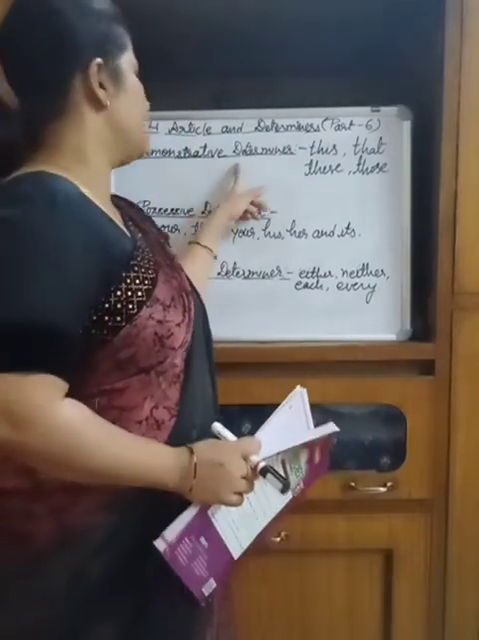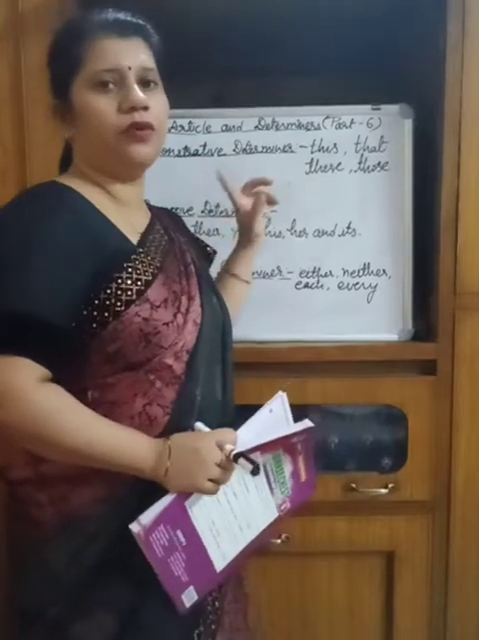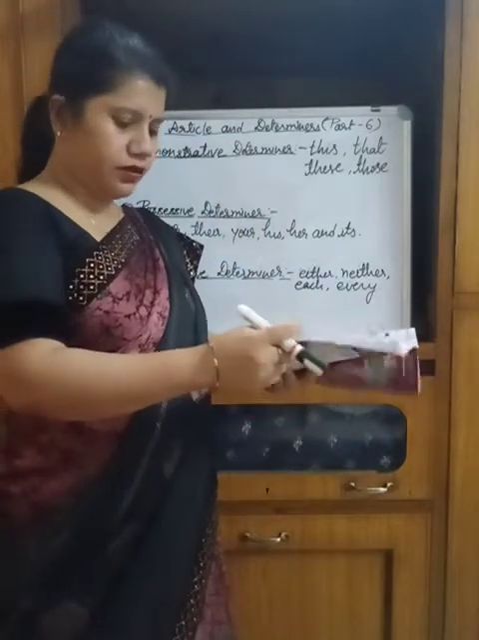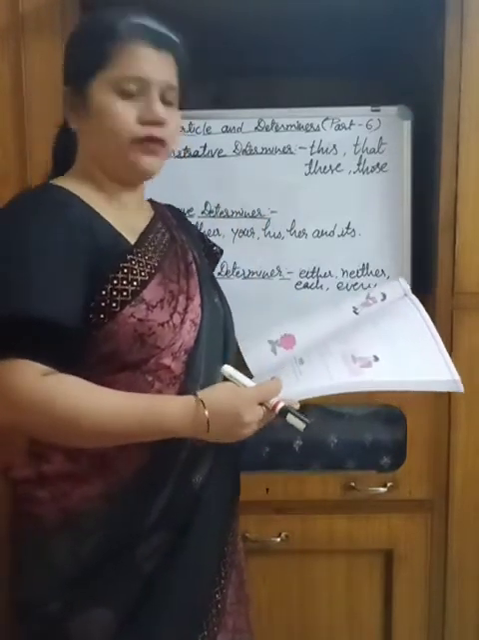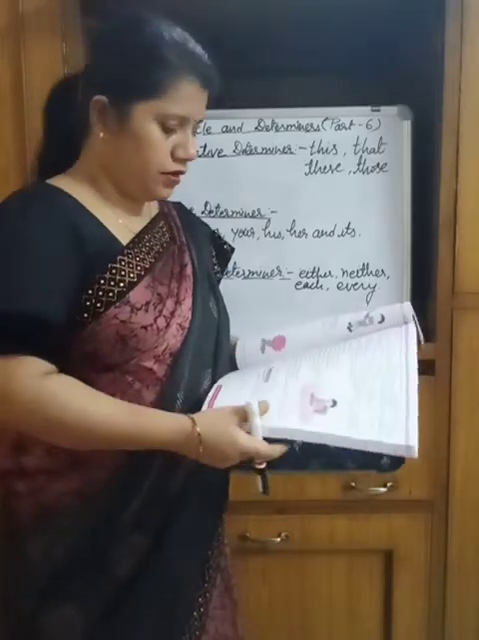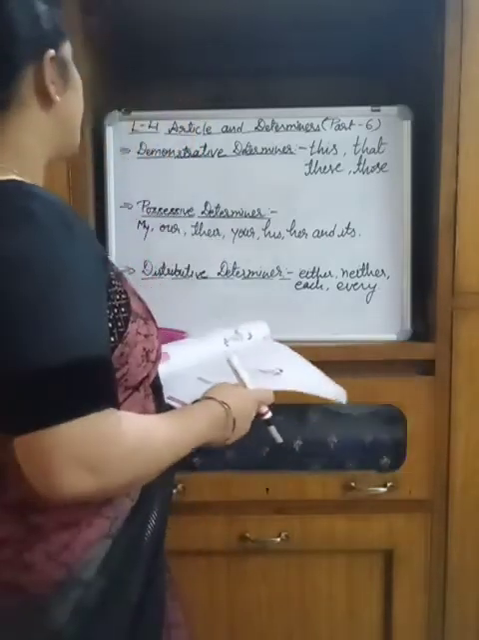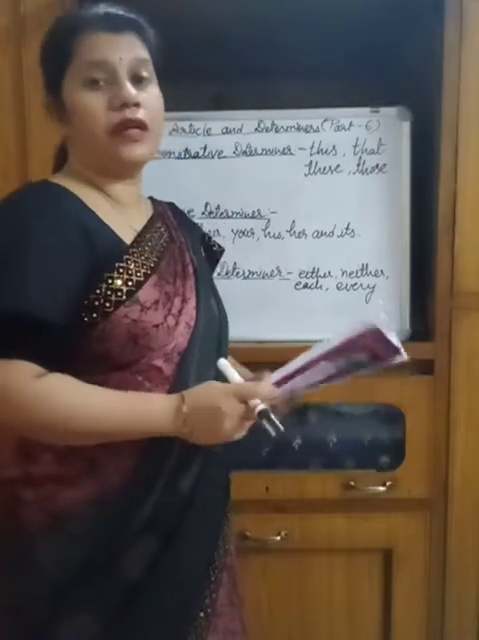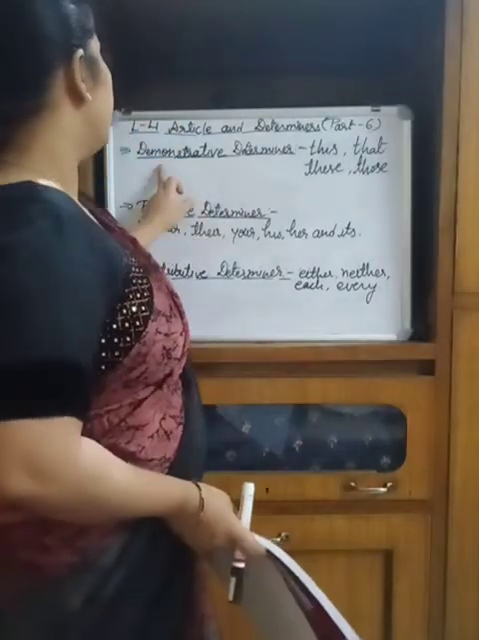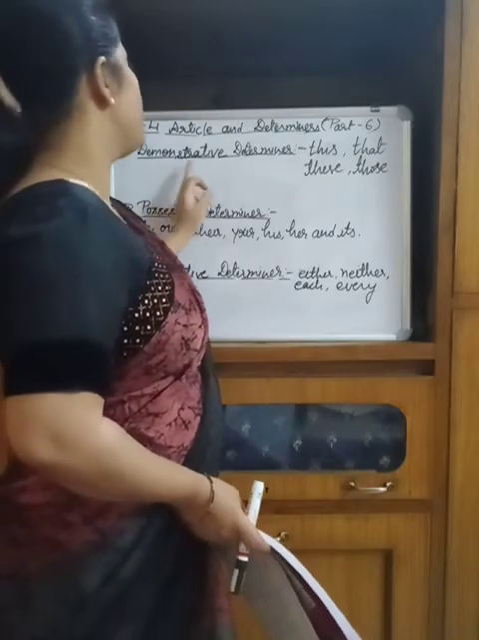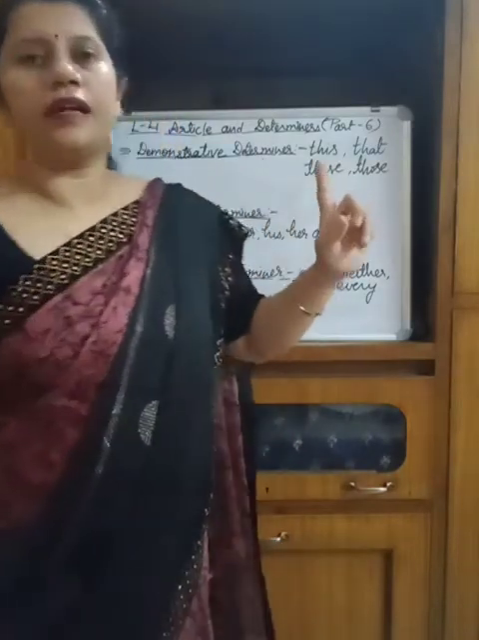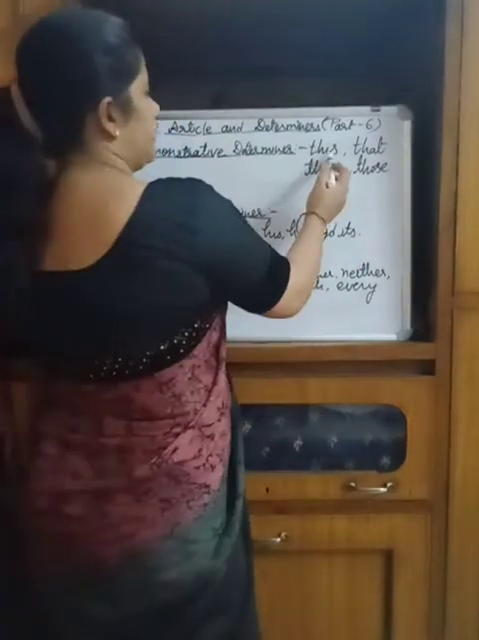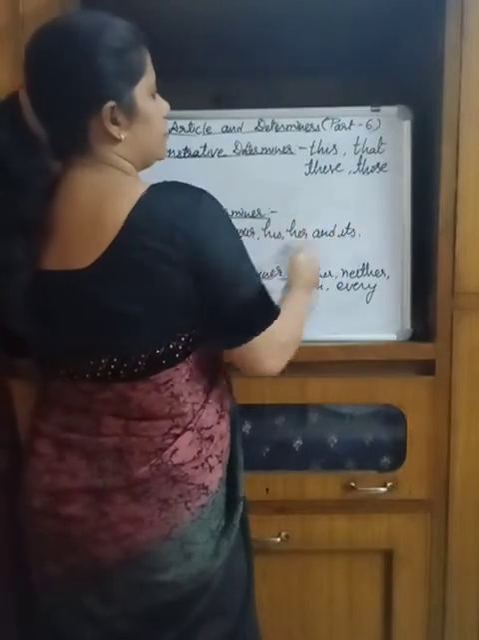To understand it in a better way, it's better to open your book on page number 31 in the language book. Here it's given the demonstrative determiner. When we are demonstrating something, then it is a demonstrative determiner. That can be of four types: this, that, these, and those.